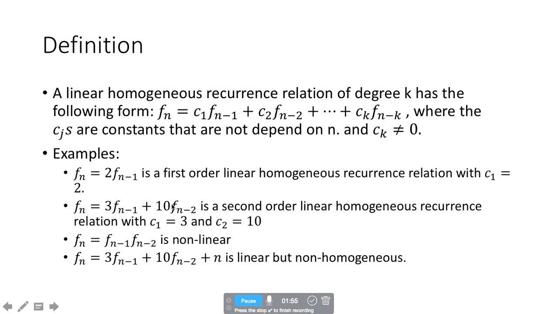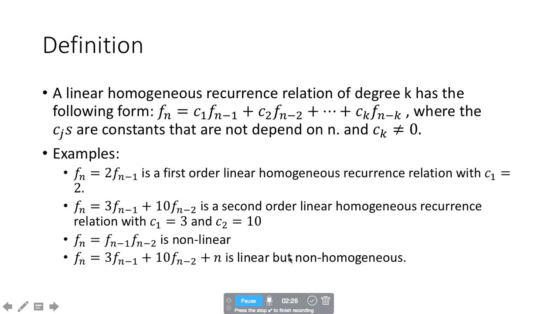Now notice that when we say linear, it means no multiplication of terms, no squares or powers other than 1. For example, Fn equals Fn minus 1 multiplied by Fn minus 2 is not linear, because you have two terms multiplied to get the next term.